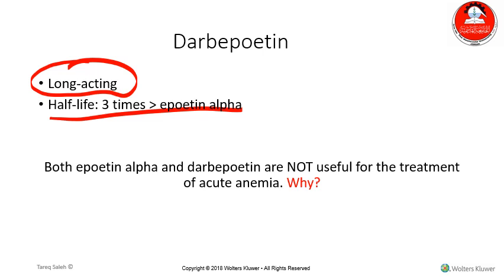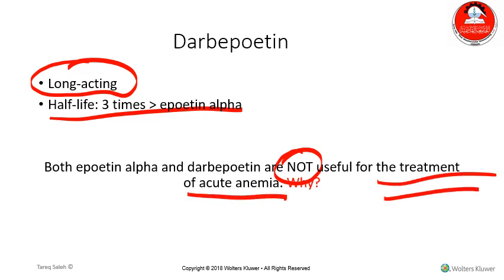Finally, remember that both epoietin alpha and darbepoetin are not useful for the correction or the treatment of acute anemia. All the conditions that cause anemia that can be treated by erythropoietin include chronic diseases such as kidney disease or chronic HIV infection or cancer. Can you think why erythropoietin won't be useful for the treatment of acute anemia? For example, anemia resulting from acute blood loss?